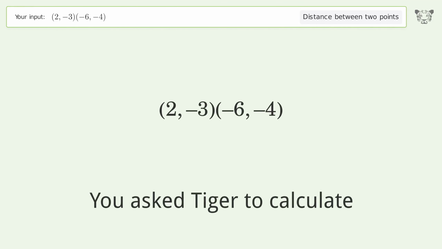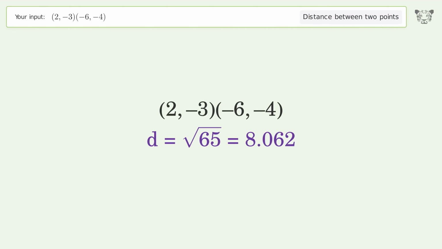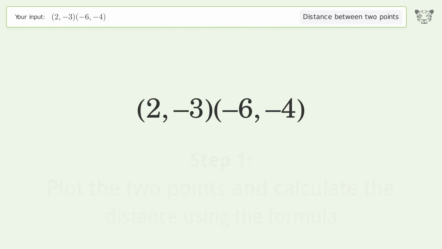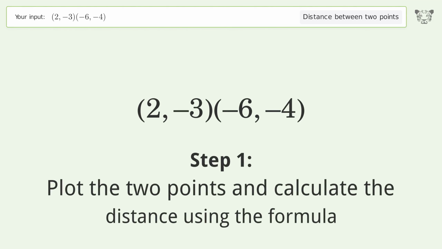You ask to calculate the distance between 2 points. The distance between the 2 points is the square root of 65, or 8.062. Let's solve it step by step. Plot the 2 points and calculate the distance using the formula.